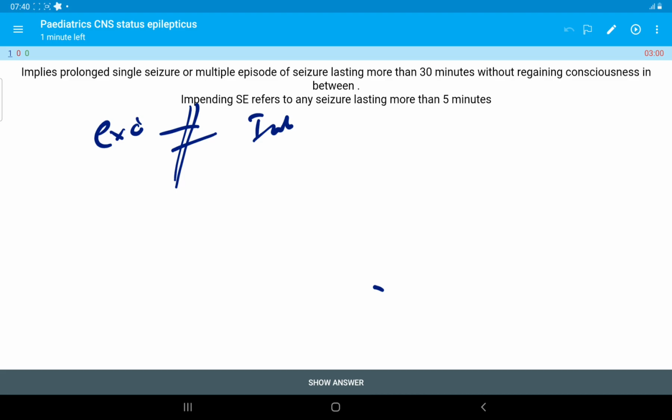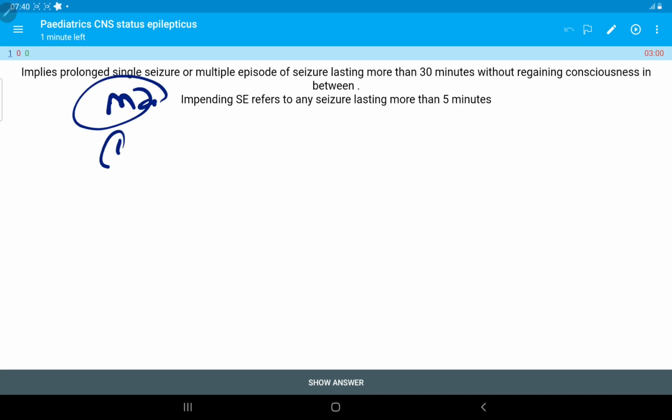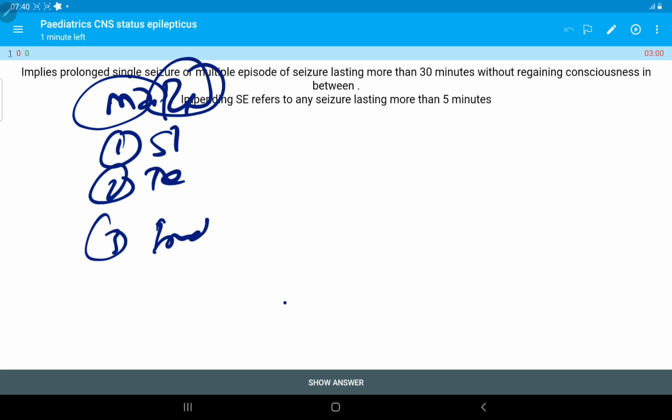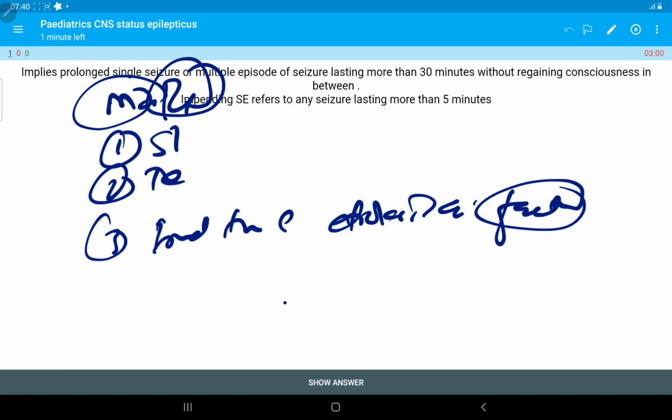Now let us talk about management. In management we have to do three things. They are stabilization, termination, and the next one is finding the etiological factor. So the patient is presenting to us, and now let us approach the same things.